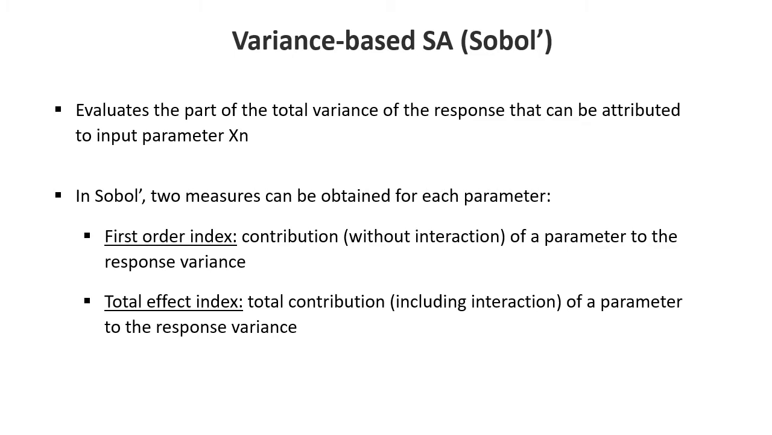So in Sobol, we typically use two measures, which we'll introduce next. The first one is called the first order index. It's the contribution of that parameter without looking at any interaction. And then the total effect is, in addition to the contribution of that parameter without interaction, now including also the interactions.